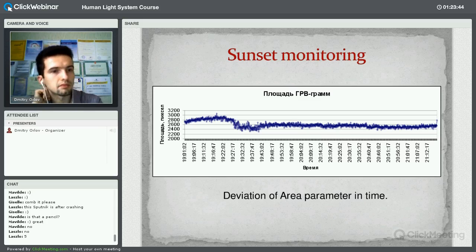And also we tried to register if this setup is able to register sunset. And it appeared that if there are no clouds in the sky and the sunset is visible, then the device picks up and registers this event. So you see here on the graph the time when the sun goes down, and then everything stabilizes afterwards.